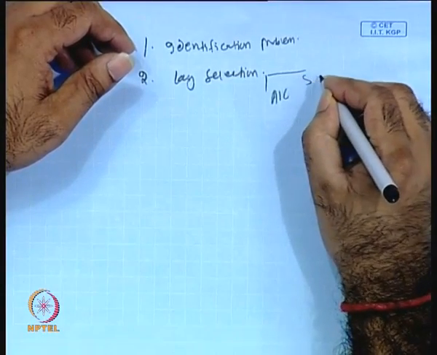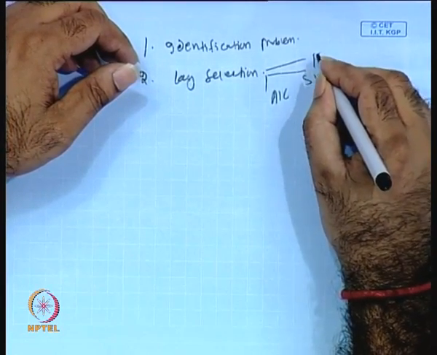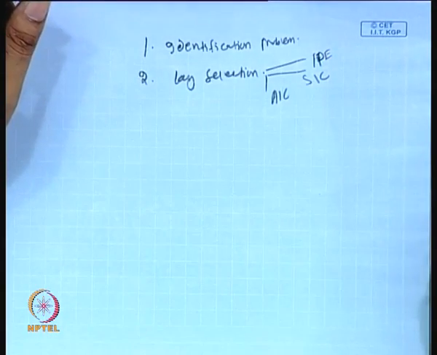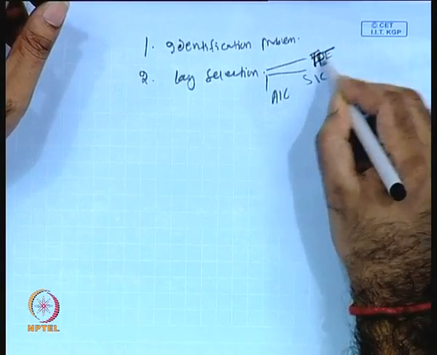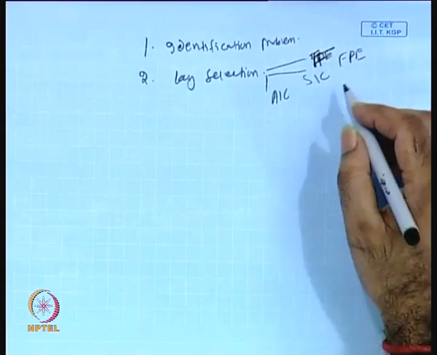For lag selection, basically we use three statistics: Akaike information criterion, Schwarz information criterion, and final prediction error. In fact we have more statistics which can choose the optimum lag length, but these three are very standard and frequently used in time series modeling. So lag selection is very important, and we have to solve it with the help of these statistics.